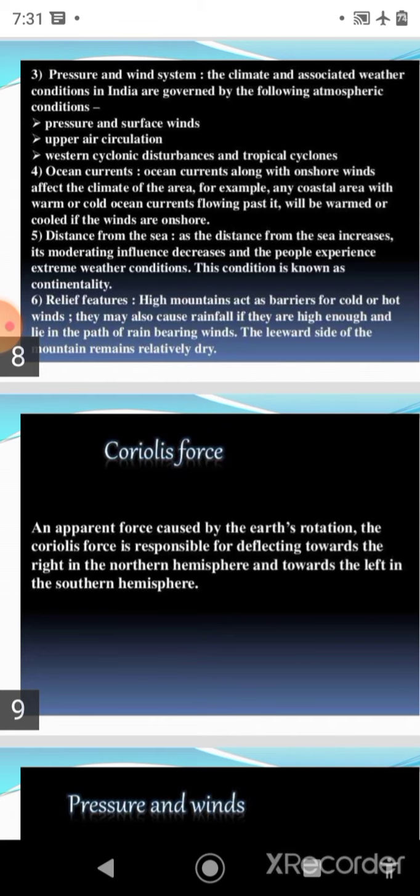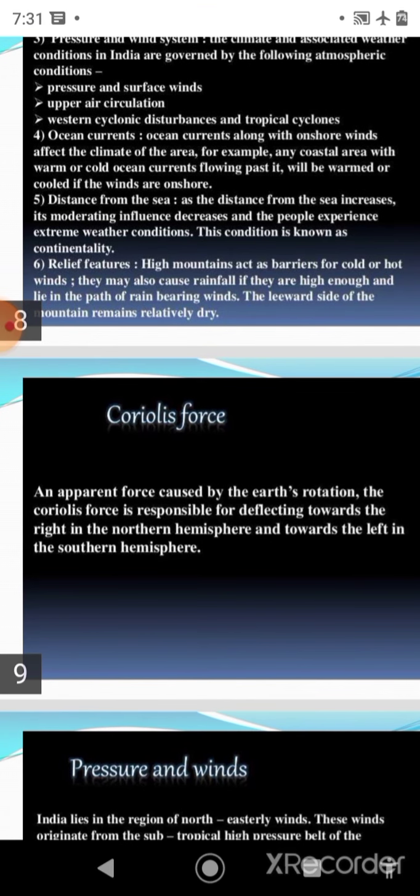After that, we will discuss the Coriolis force. In science also you might have studied that due to the rotation of the earth, winds are deflected towards the right-hand side in the northern hemisphere and towards the left-hand side in the southern hemisphere. So this process is known as Coriolis force.